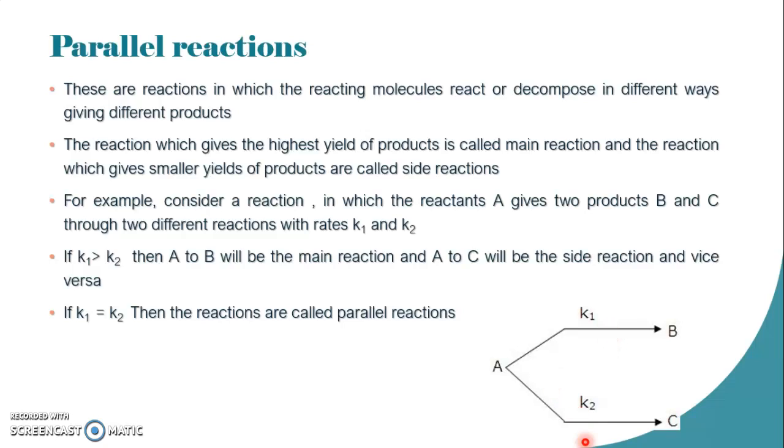If K1 is greater than K2, we can say that A giving B is the main reaction and A giving C is the side reaction. Similarly, in the second situation, when K2 is greater than K1, A giving C will be the main reaction and A giving B will be the side reaction. And if K1 and K2 are equal, then these reactions are called parallel reactions.